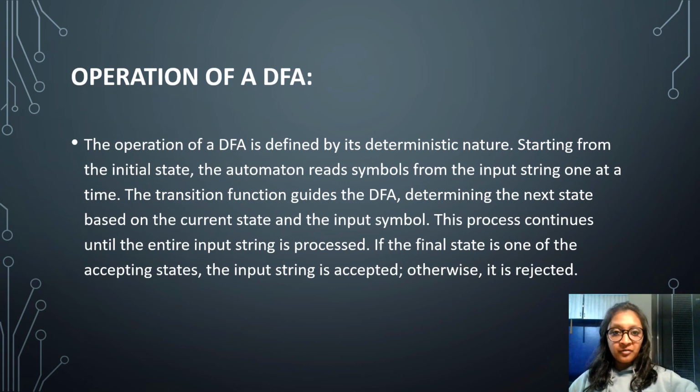Now let's see the operation of a DFA. The operation of a DFA is defined by its deterministic nature. Starting from the initial state, the automaton reads symbols from the input string one at a time. The transition function guides the DFA, determining the next state based on the current state and the input symbol. This process continues until the entire input string is processed. If the final state is one of the accepting states, the input string is accepted. Otherwise, it is rejected.